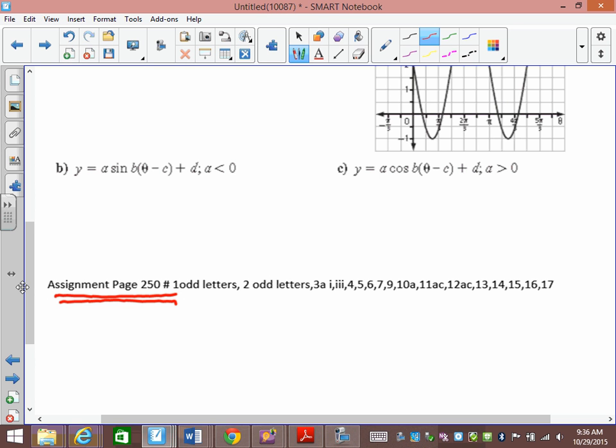If you look at B here, they have y equals A sine B theta plus D. A is less than 0. So they're telling you that A would have to be negative, right? And then you'd have to tell me what shift it would be if A was negative. Here they tell you, well, now it's cos, but A is positive. So which would it be? You'd look for the maximum, right? Everything like that.